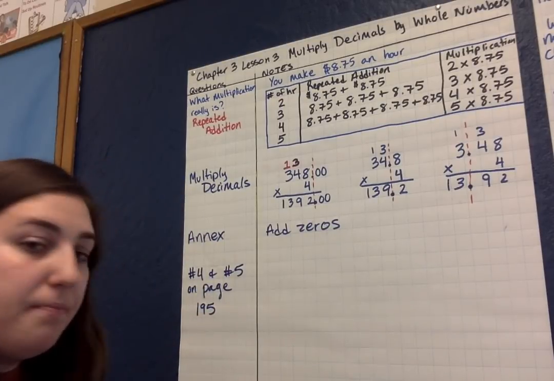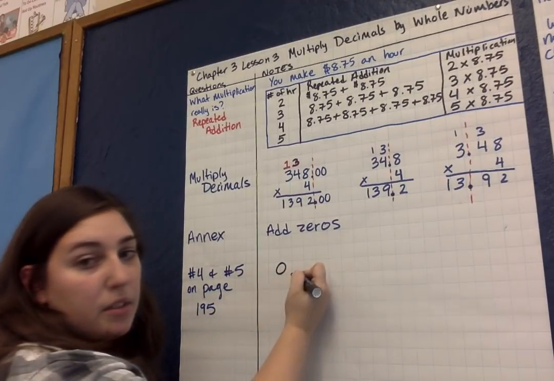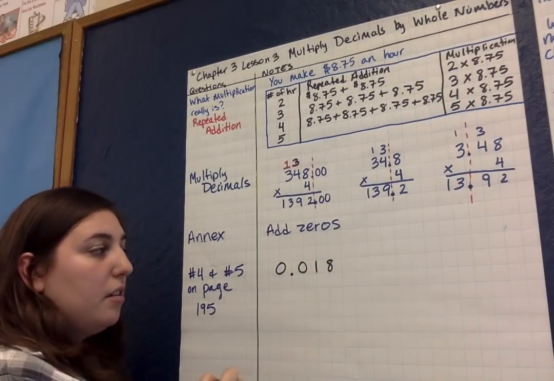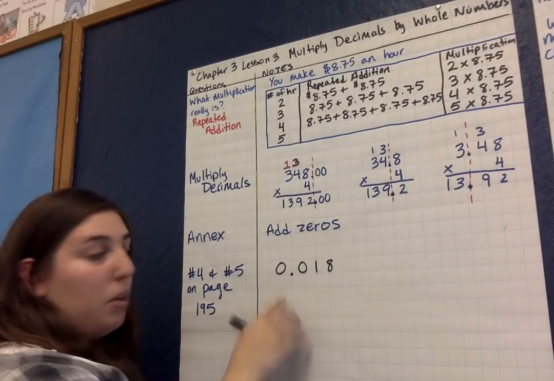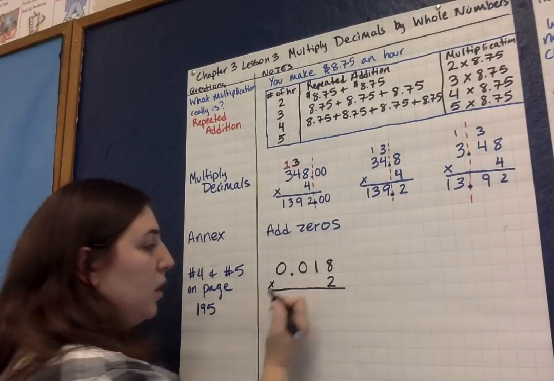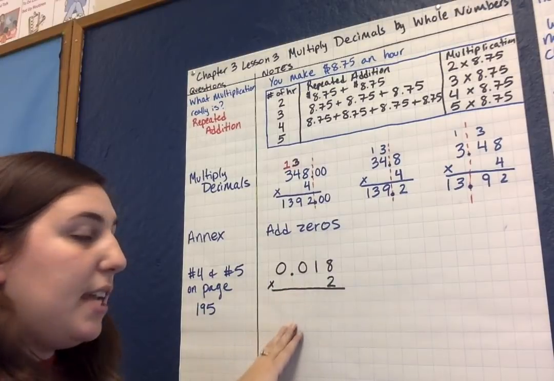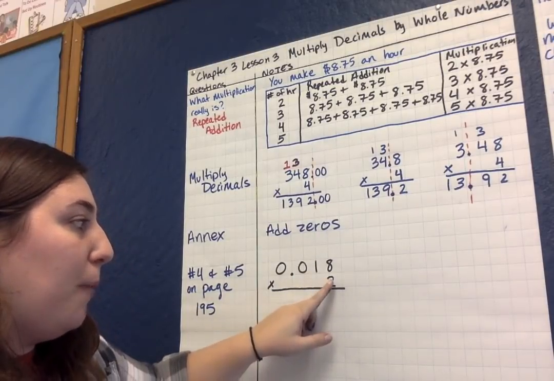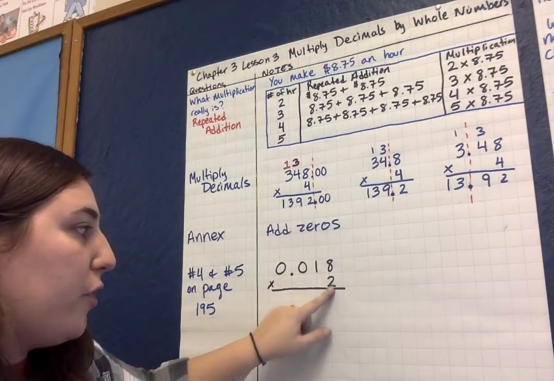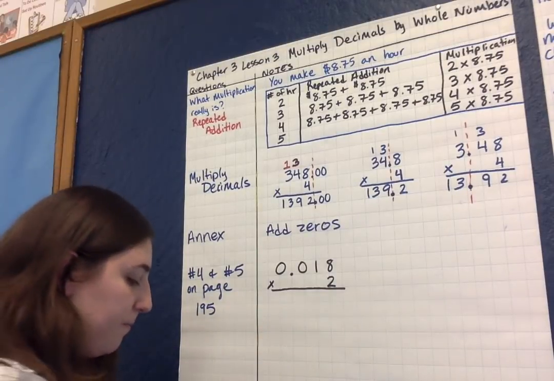So first example, we're going to multiply 0.018. Okay? So we're going to multiply that by 2. When I'm multiplying, I'm going to make sure I keep everything in the same spot. I keep the decimal in the same spot. So when I multiply 2 times 8 and I get 16, I'm not putting the 16 somewhere over here. I need to drop it down right here, okay?